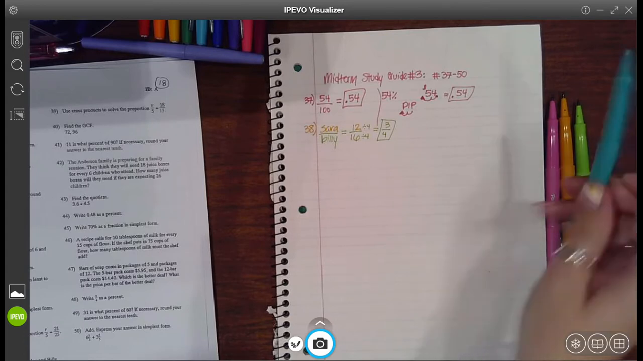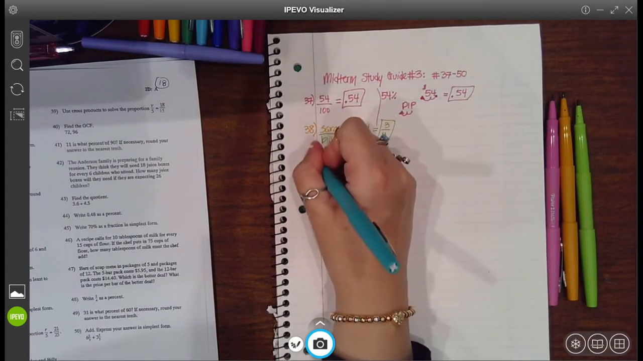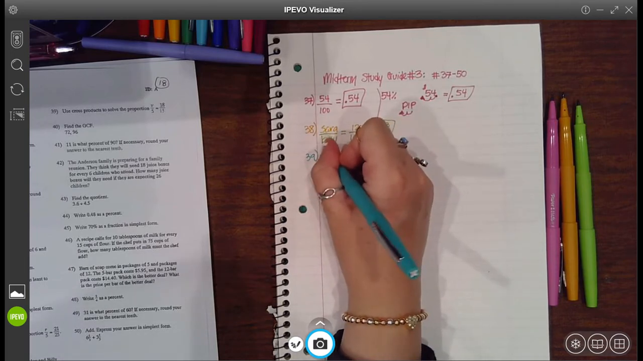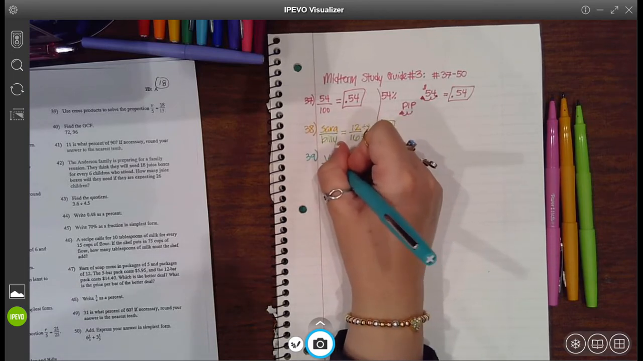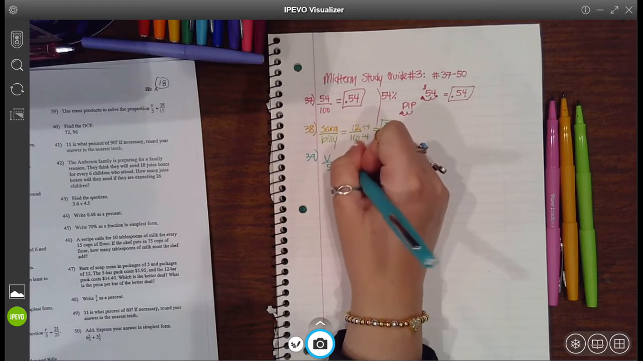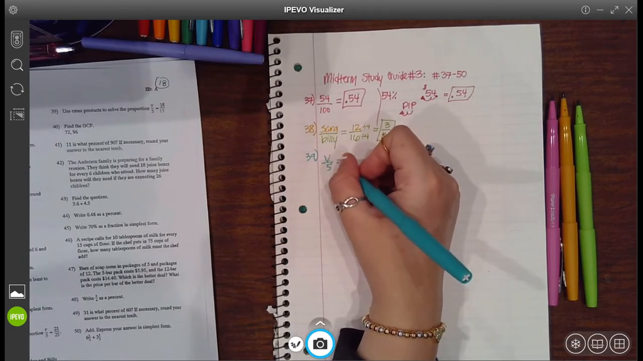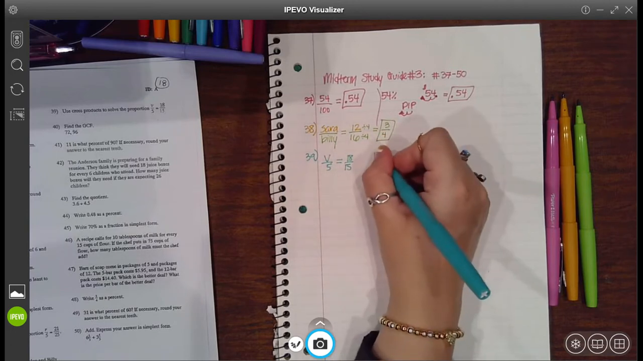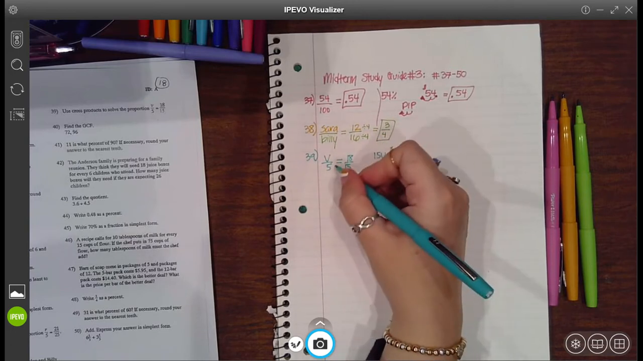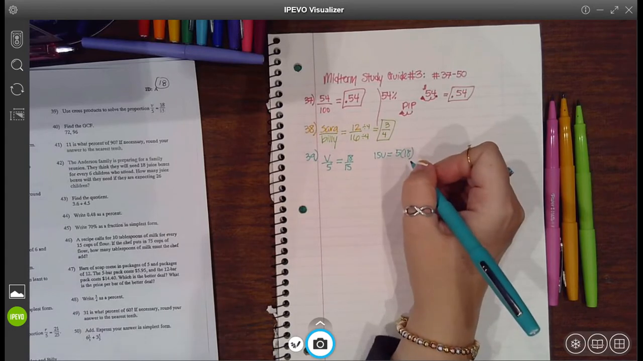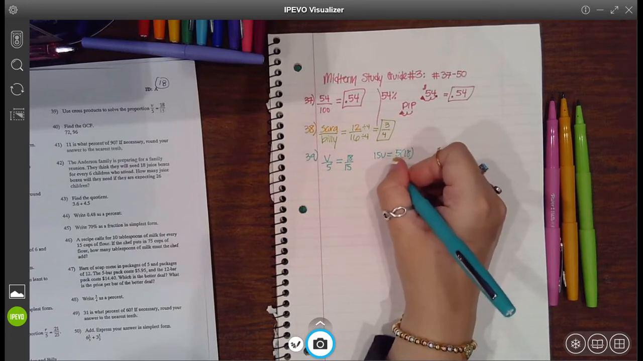Okay, number 39 says, use cross products to solve the proportion of V over 5 equals 18 over 15. Okay, so if you use cross products, you set those diagonally across from each other. 15 times V equals, and 5 is across from 18, so 5 times 18. Type that into your calculator. You type that in, and 5 times 18 is 90.